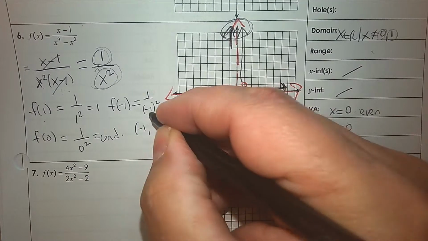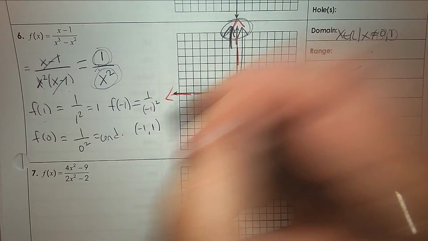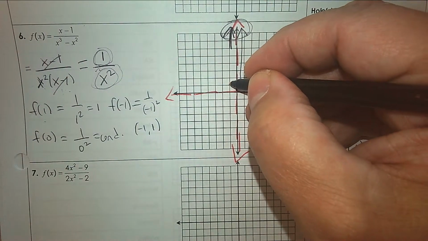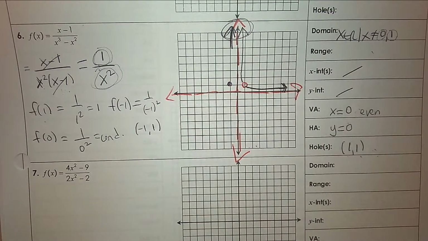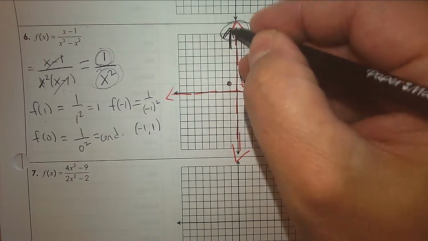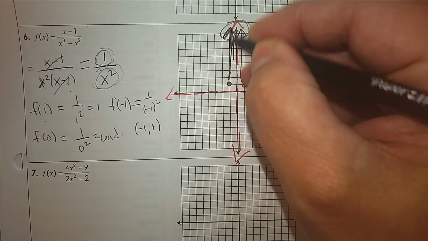So -1 squared is +1. Can you see how we confirmed that both sides are what? Both sides are above the x-axis. So, do we already know the behavior at the asymptote? Yes? It's going up. What's the left end behavior? Where's the left end going?